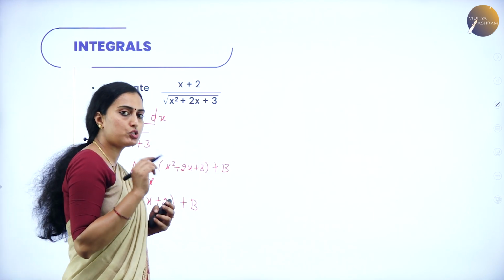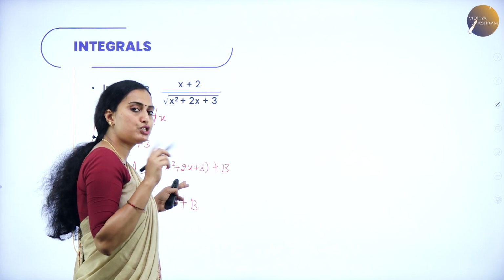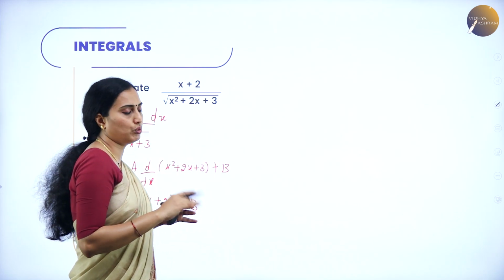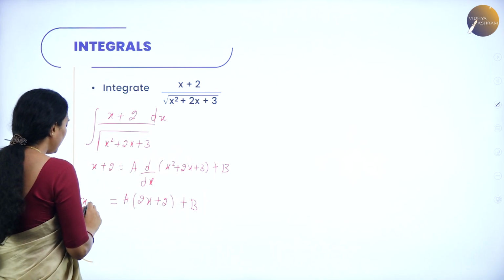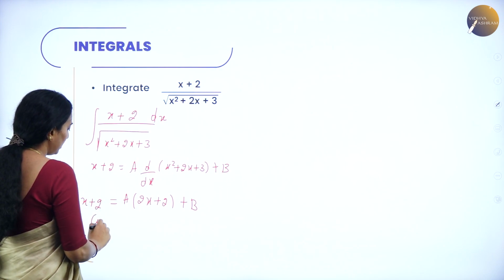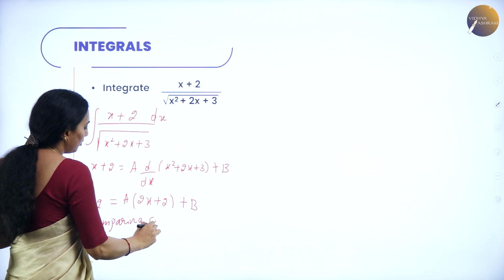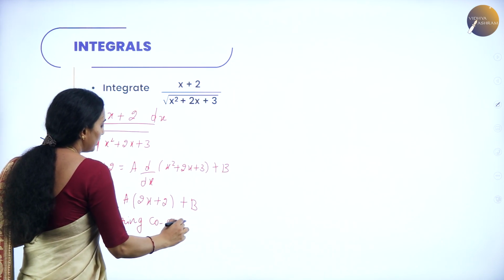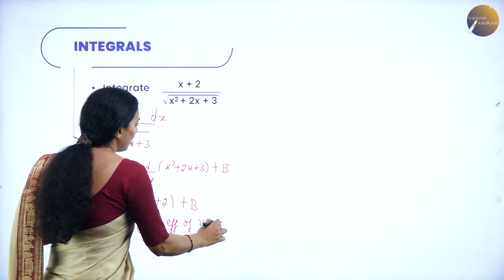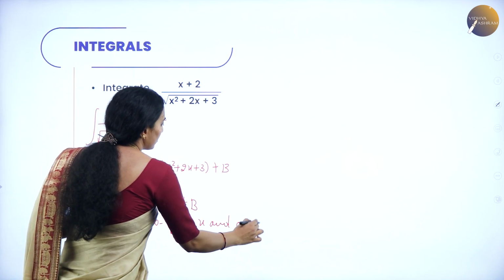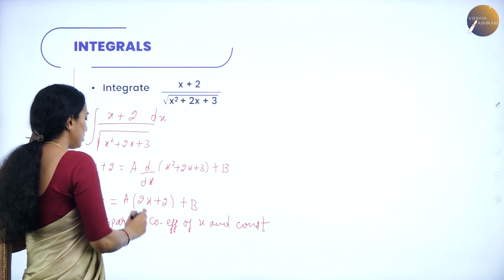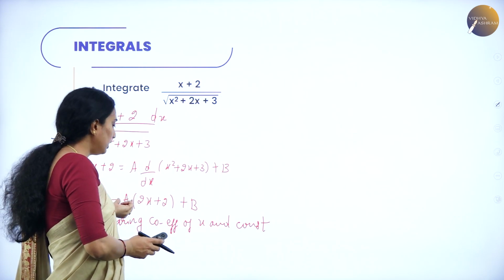Differentiation of x squared is 2x, differentiation of 2x is 2, differentiation of 3 is 0. Now here, comparing the coefficient of x and constant. So therefore, dear students, you can have 2x into a.